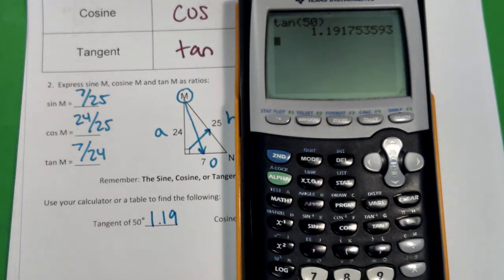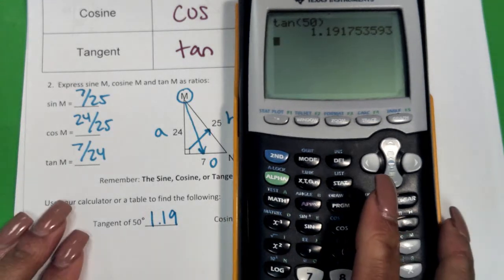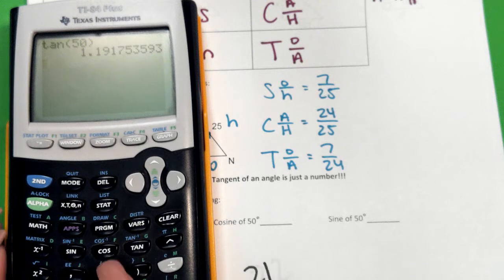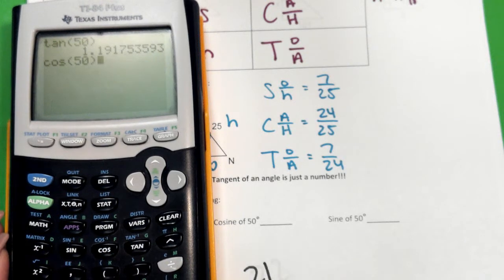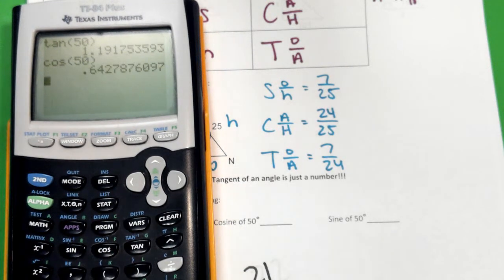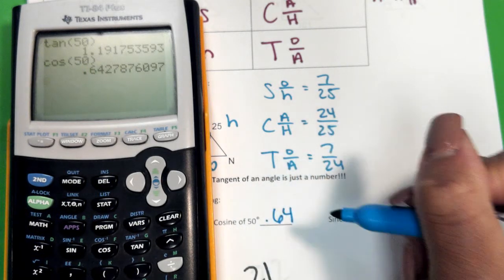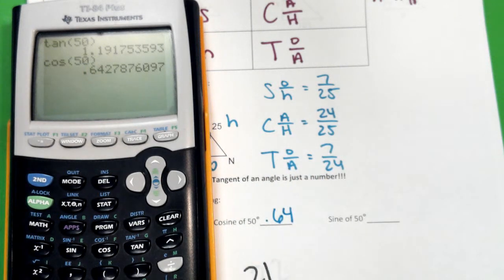Okay, I'm going to do the same for cosine. So let's do cosine of 50. Cosine of 50 is 0.64. And then I'll do sine of 50.